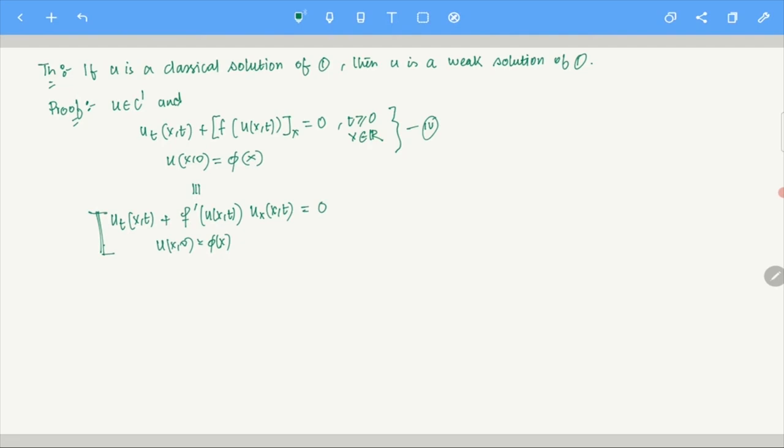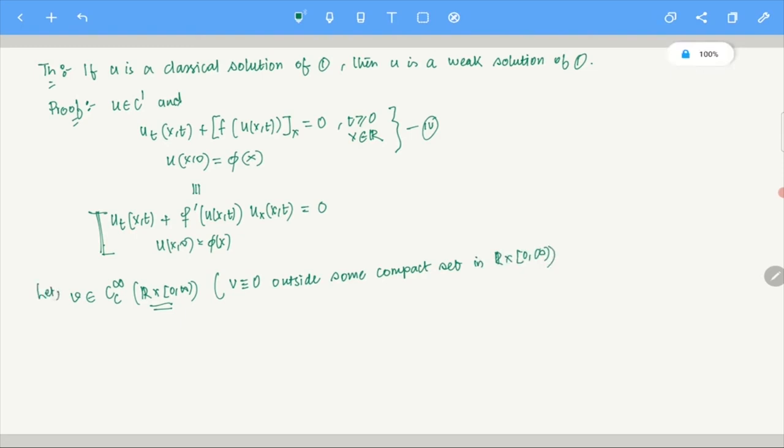Okay now see, once equation 4 is true, then assume you have a v which is a C infinity function on R cross (0, infinity). Clear? So we are just assuming a function which is a C infinity function with compact support. What does it mean? It means that v is equivalent to 0 outside some compact set. And where is this compact set? It is in this R cross (0, infinity). Clear? Okay, let's assume it is a smooth function like this.